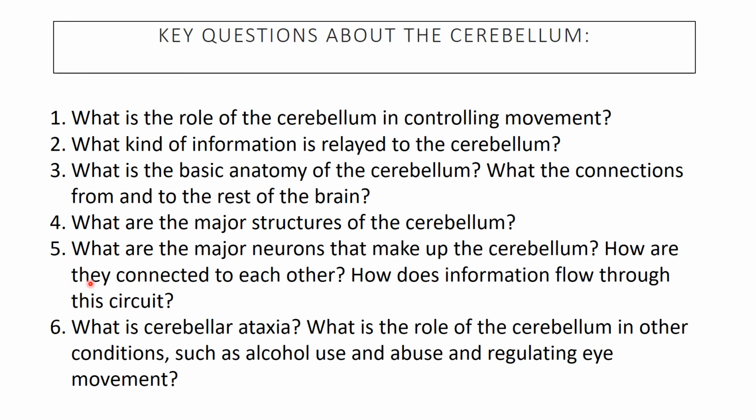This is all one point here, and it's all about a detailed circuit. Hint, hint. What is cerebellar ataxia? What is the role of the cerebellum in other conditions, such as alcohol use and abuse and regulating eye movement? Basically half of what I talked about today is what happens when the cerebellum goes wrong. And so it's going to be important for you to know some of those outputs and the clinical connections to that. All right, so that's it.